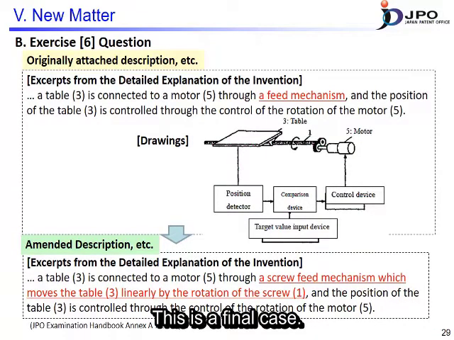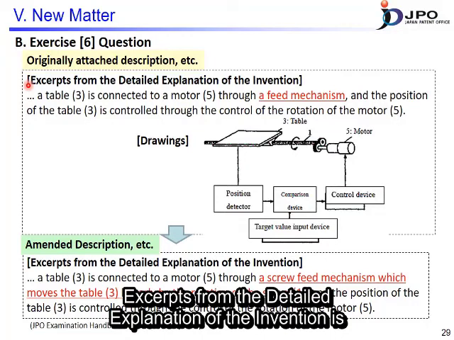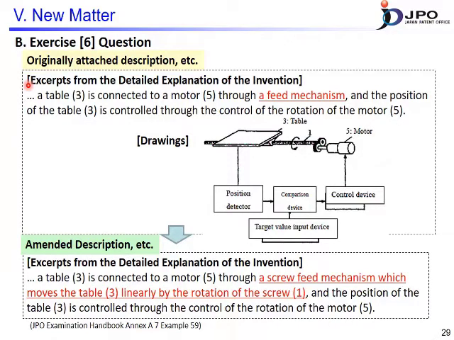This is the final case. First, the detailed explanation of the invention. In short, the description says a table 3 is connected to a motor 5 through a feed mechanism, and the position of the table 3 is controlled through the control of the rotation of the motor 5. And there are drawings.